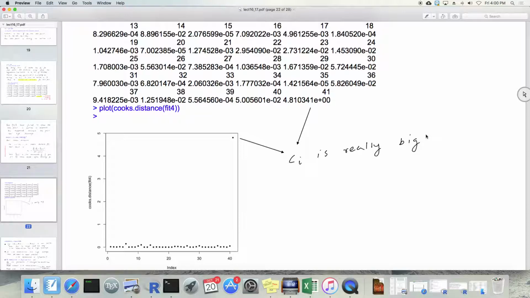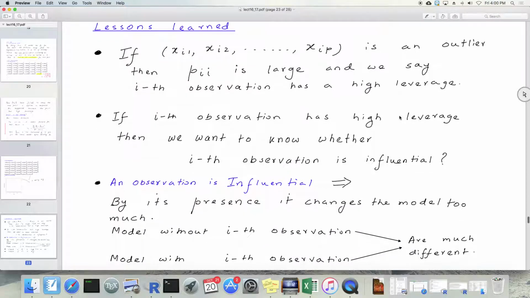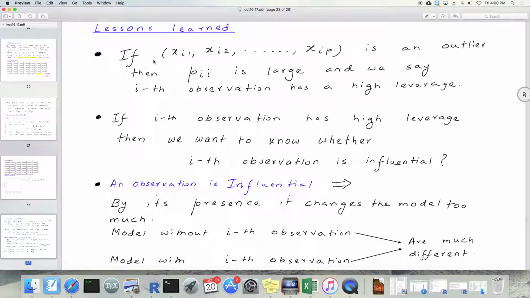So what we have learned so far is, number one, if xi1, xi2, ..., xip is an outlier, that means it's an outlier in x, then PII is large, and we say that the ith observation has a large leverage, a high leverage. If the ith observation has high leverage, then two things can happen. It's either influential or it's not.